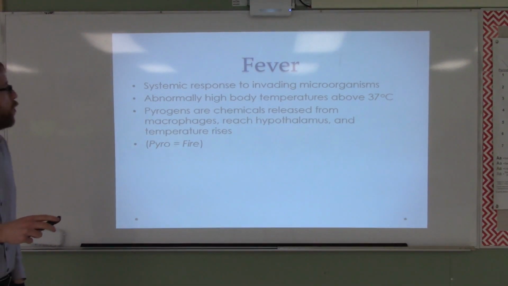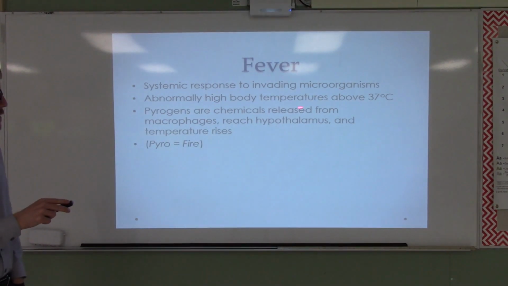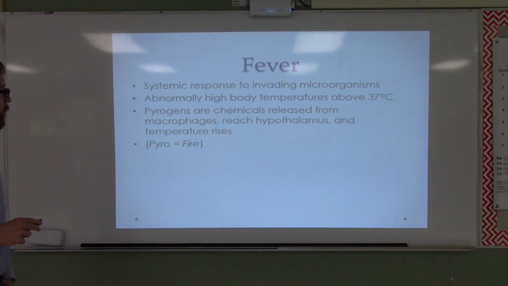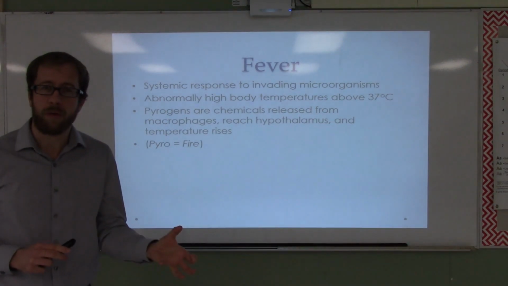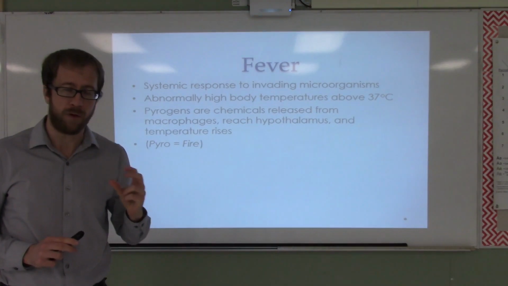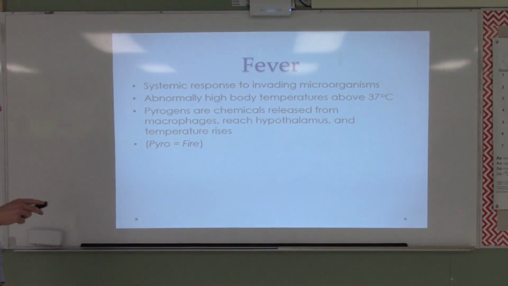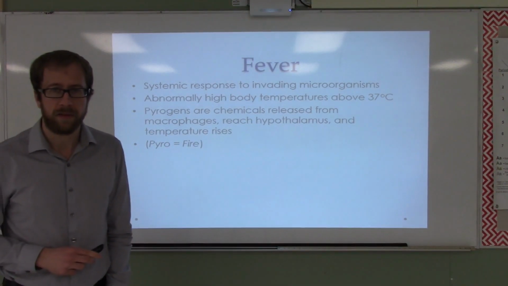So how does it work? Well, pyrogens, a class of chemical compounds, are released from macrophages. They reach the hypothalamus, and remember the hypothalamus is the thermostat of your body. And as a result, your temperature will rise.